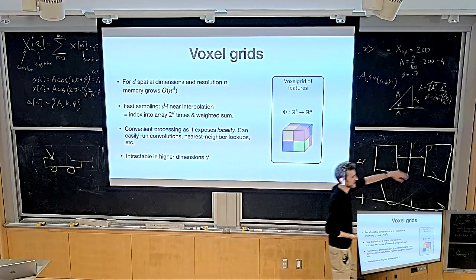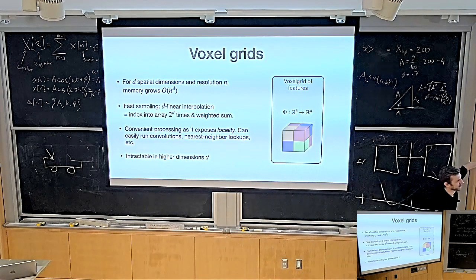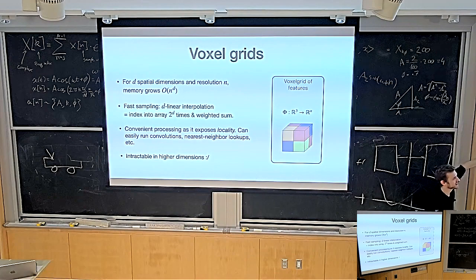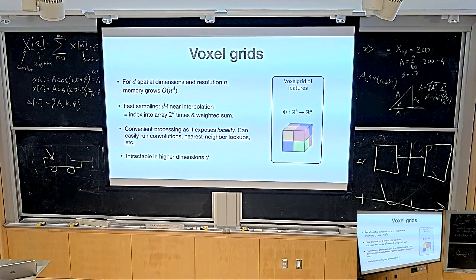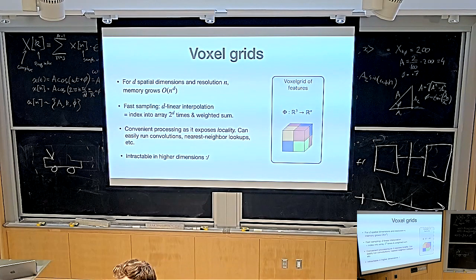They are also, from a deep learning perspective, very convenient to process, and that's because they expose locality. What does that mean? Convolutional neural networks work really well because they make use of the fact that locality matters in images. Things that are close together usually have something to do with each other. In a grid, it's very easy to look at the value of a pixel, find the neighboring pixel, and then compute a function of these two neighboring pixels.